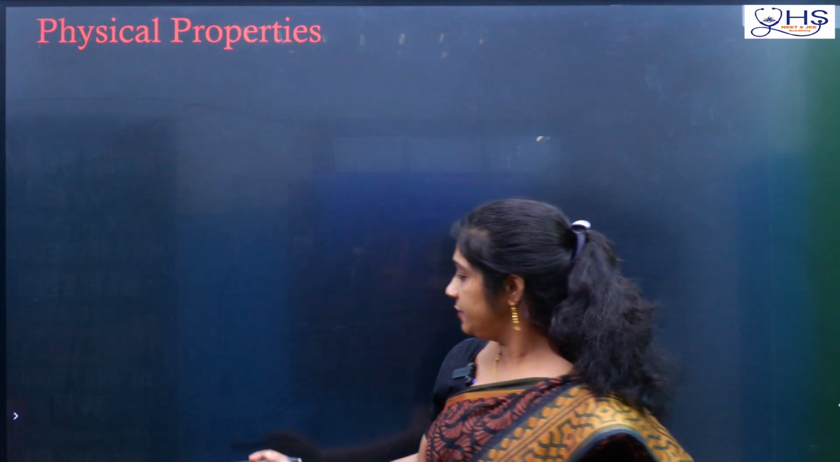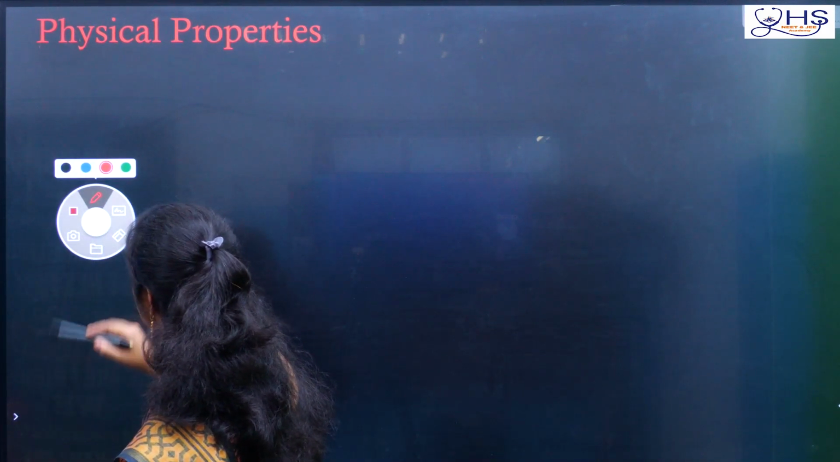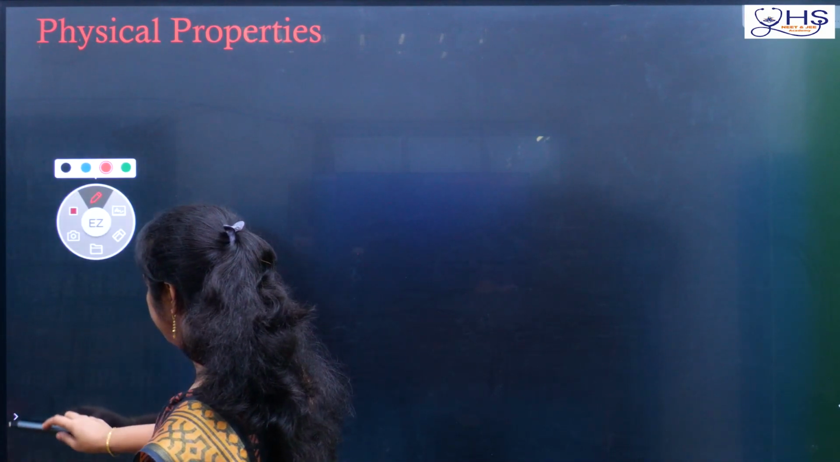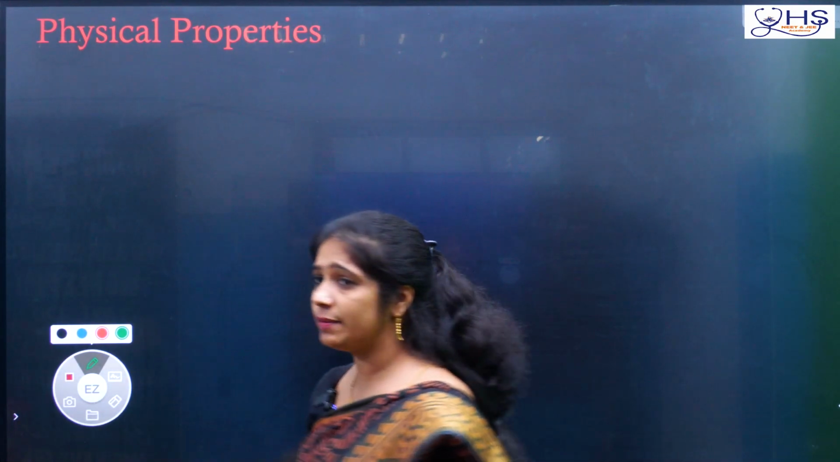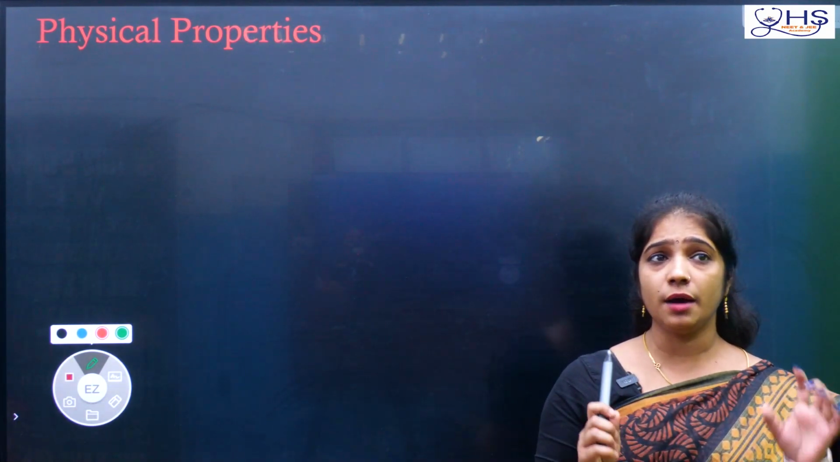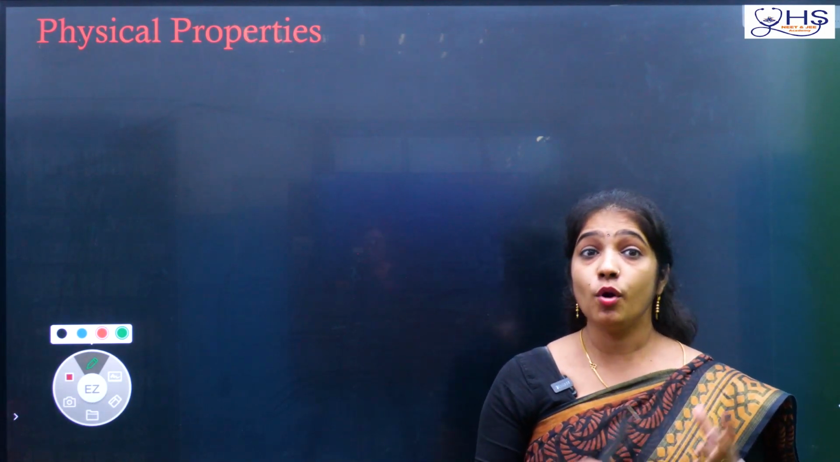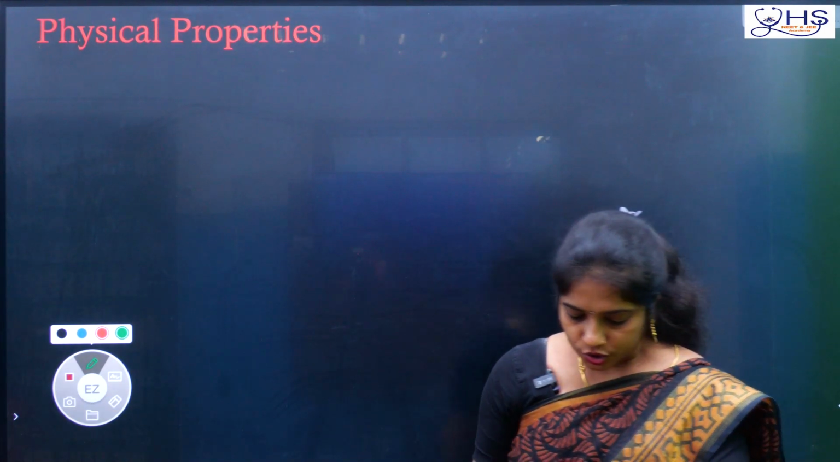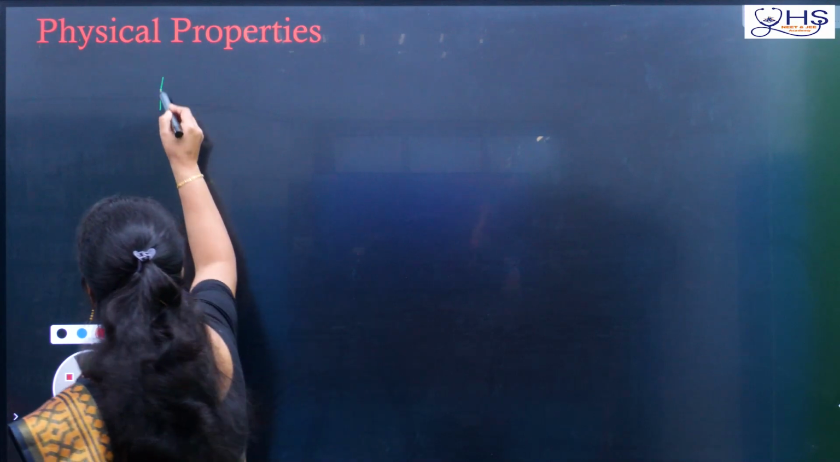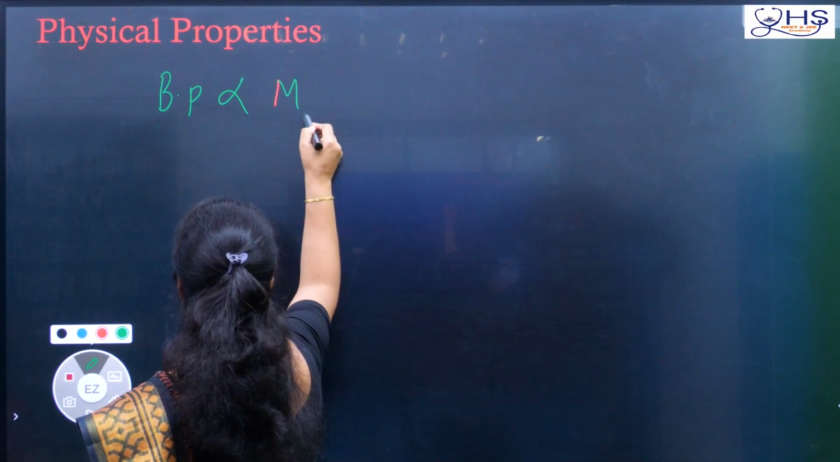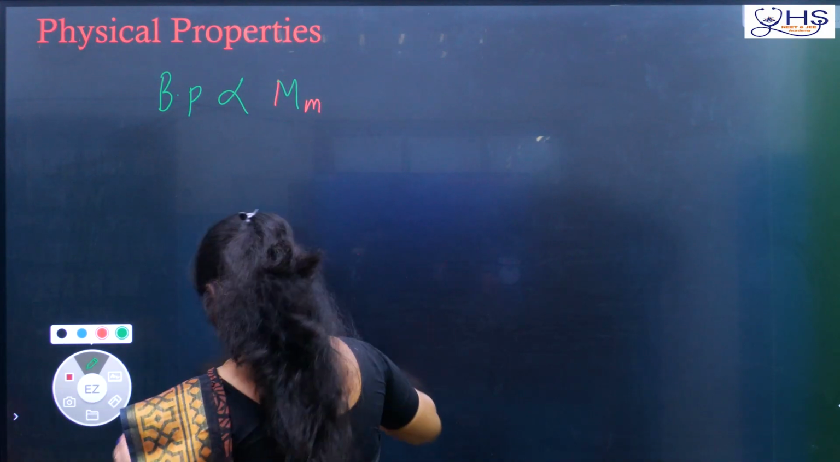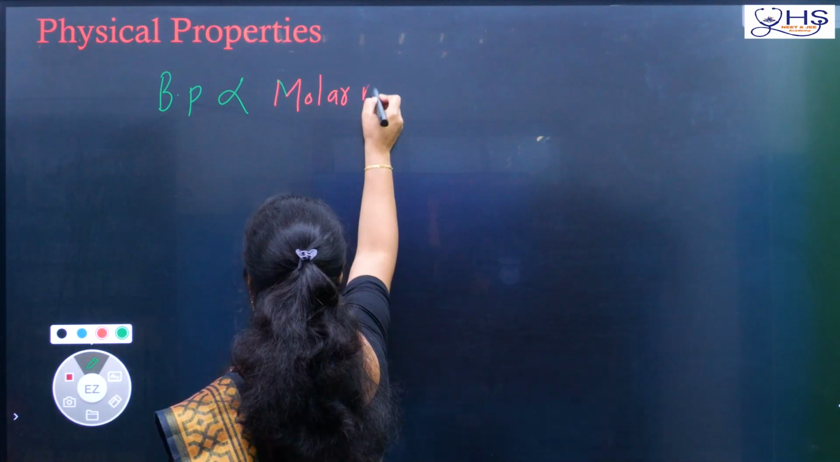From physical properties you will get two kinds of questions. One is based on solubility, another is based on boiling point. So first we will see boiling point. For any chapter of organic, you can apply the same concept to answer boiling point related questions. First of all, remember, boiling point is directly proportional to molar mass.